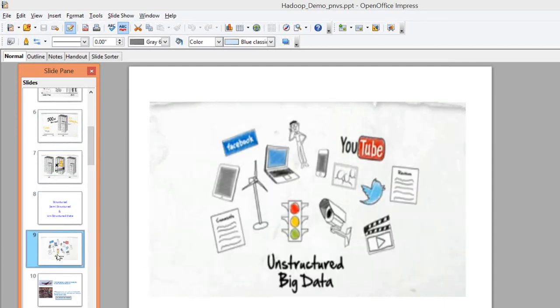So basically, structured data and other data is coming from these different data sources. If you take Facebook, YouTube, all these e-commerce websites and social media, it's just a huge amount of infrastructure.